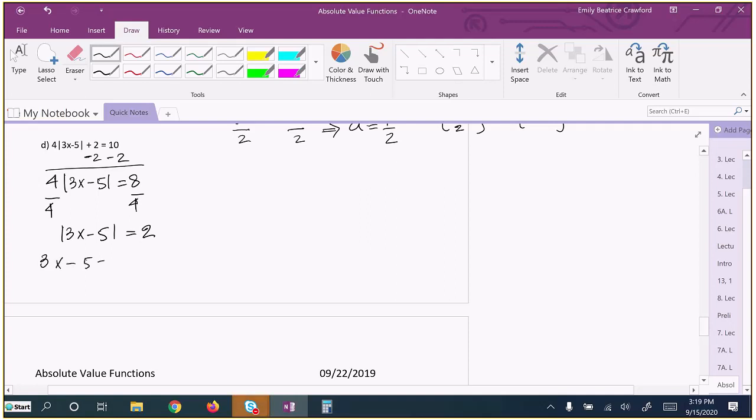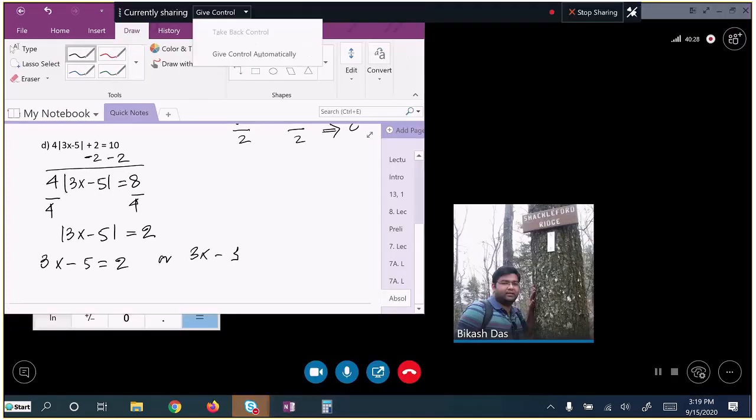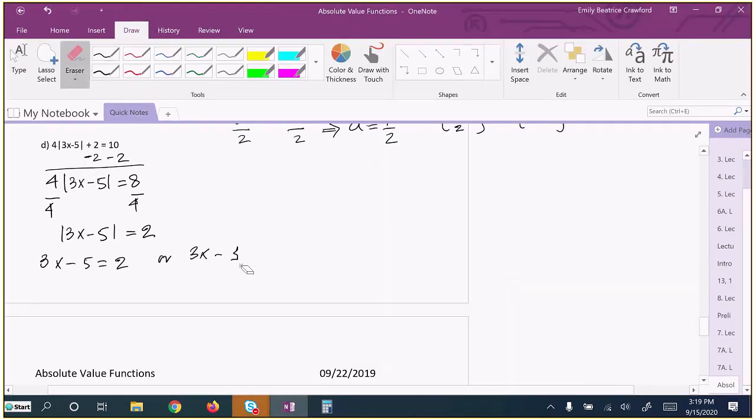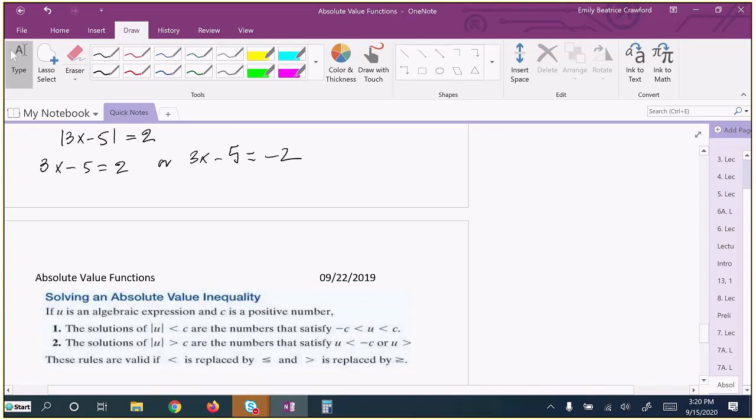Since the right-hand side is a non-negative number, I get a twofold solution. 3x minus 5 is either equal to 2, or 3x minus 5 is equal to negative 2. Now in order to solve, I'm going to add 5 on both sides. So I get 3x equal to 7. Then divide both sides by 3. So x is equal to 7/3.